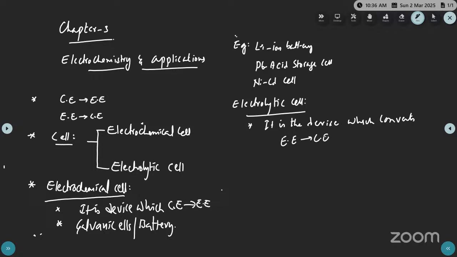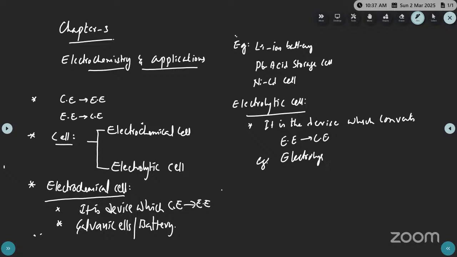So these types of cells are called electrolytic cells. So what happens in the cell? By using current, that is electricity, chemical reactions take place in the cell. Those types of cells are called electrolytic cells. An example of the electrolytic cell is electrolysis.